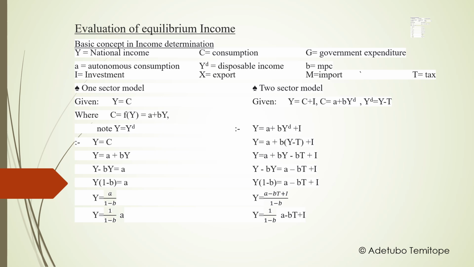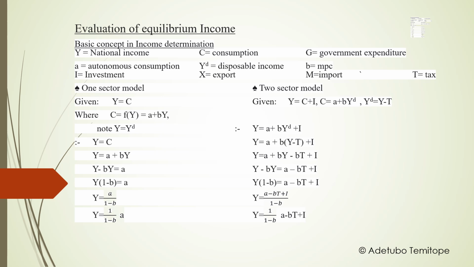Then we have Y equals what? a plus bYd plus I. Then from there we substitute the disposable income function as well. So we have Y equals a plus b open bracket Y minus T close bracket plus T plus I. Then when you open the bracket, we have Y equals a plus bY minus bT plus I. Then when you collect like terms, we have Y minus bY equals a minus bT plus I.